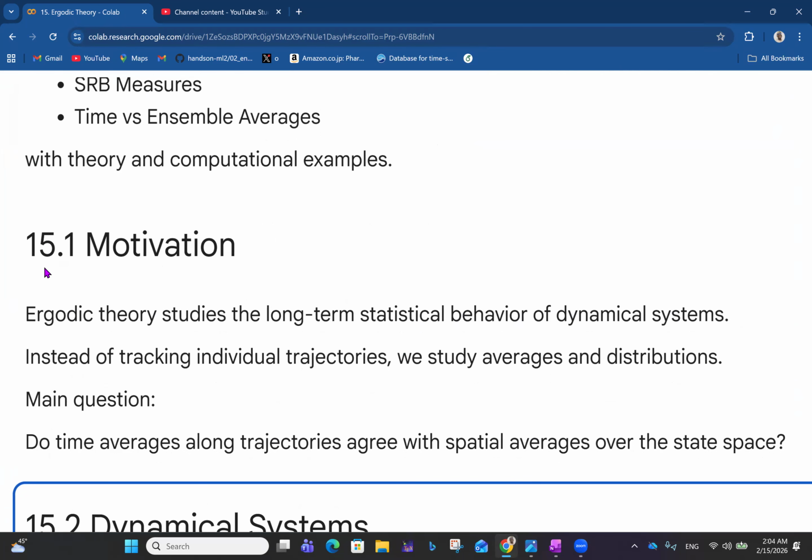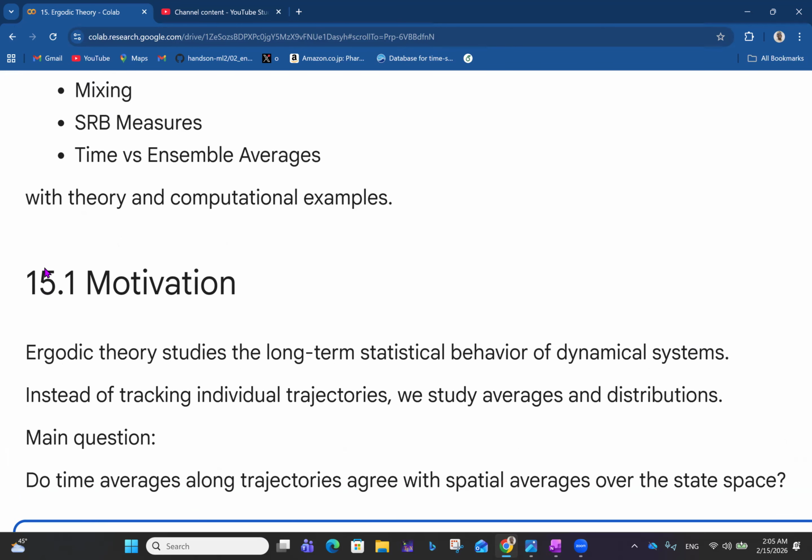Ergodic theory studies the long-term statistical behavior of dynamical systems. So, you have a system and it behaves in a particular way every time. So ergodic theory simply tells us the long-term statistical behavior of such dynamical systems. So instead of tracking individual trajectories, we study averages and distributions. And the main question is, do time averages along trajectories agree with spatial averages over the state space?